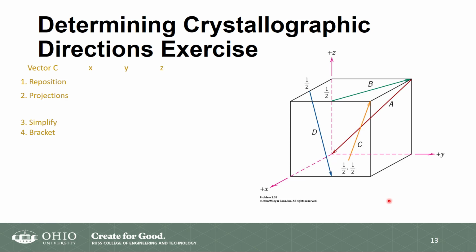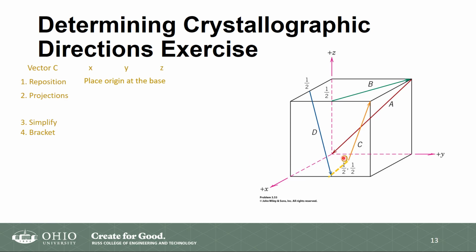Okay, so the first step is, if we look at this vector, we need to reposition the origin. So our origin is typically here, and we need to reposition the origin so it is at the tail of this vector. So that's what we'll do first. And we'll place the origin at the base. So now this here represents our origin. And then we need to find our projections in the X, Y, and Z direction.